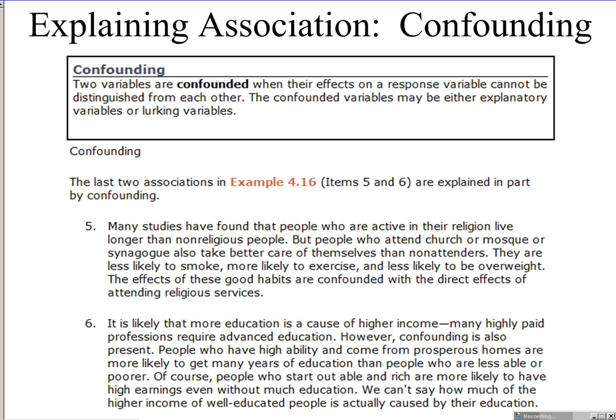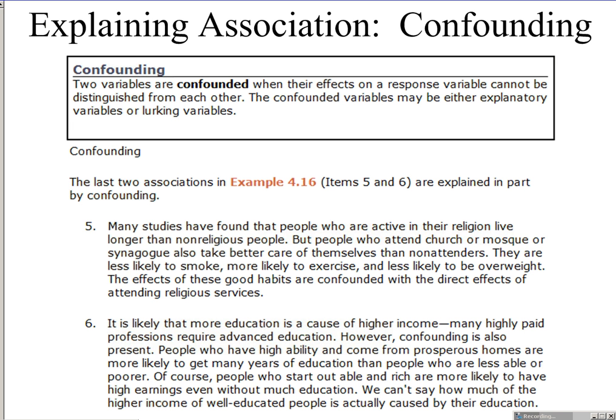So there is an association that people who attend some type of church on a regular basis do live longer, but it's also a known fact that people who attend religious services on a regular basis are also less likely to smoke, more likely to exercise, less likely to be overweight. Therefore, we don't know if it's one of those three variables or the fact that they are attending a religious service that is leading to them living longer than people who do not attend religious services. So all of those variables are confounded with one another because we're not sure which one is causing the person to live longer.